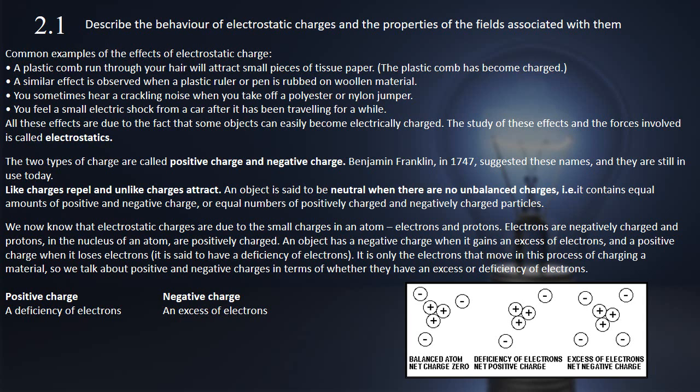So we know that electrostatic charges are due to small charges in atoms. When we've learnt it in our atomic structure in our junior years, we've learnt about electrons and protons. So when we're discussing charged particles, you need to refer to them as electrons and protons, and we know that electrons have a negatively charged function, while protons have a positive charged function. So if an object has a negative charge when it gains an excess of electrons, and a positive charge when it loses electrons, it is only the electrons that move in this process of charging a material.